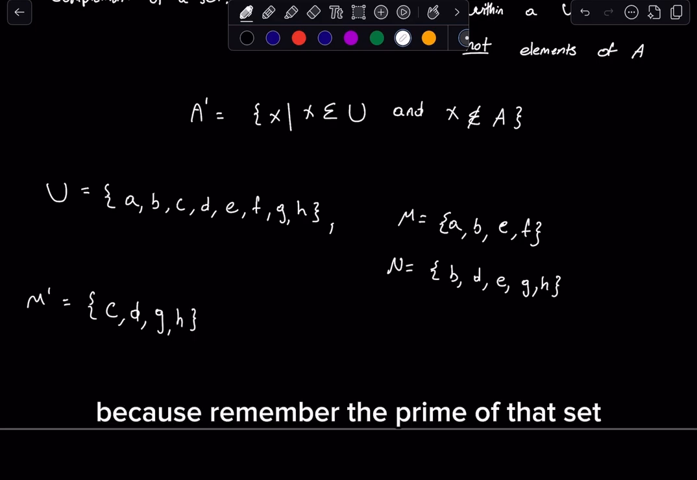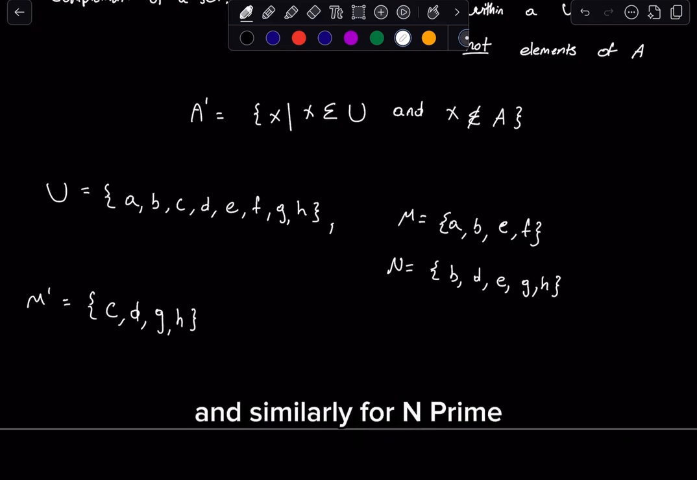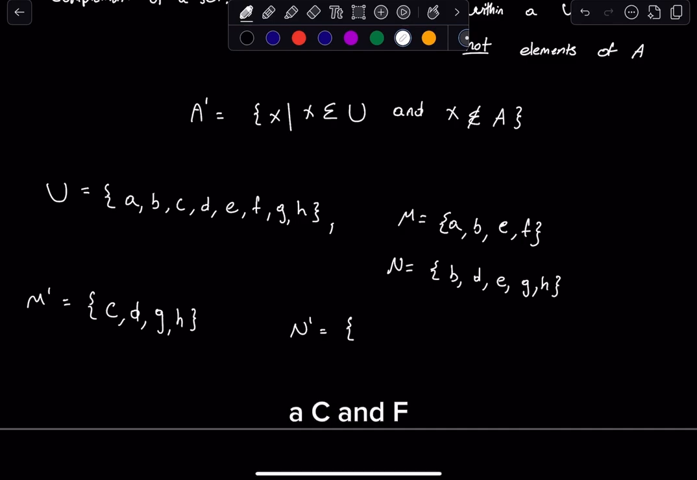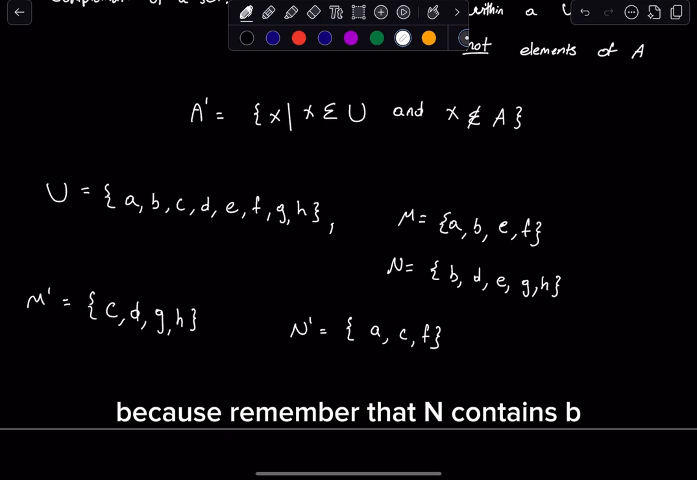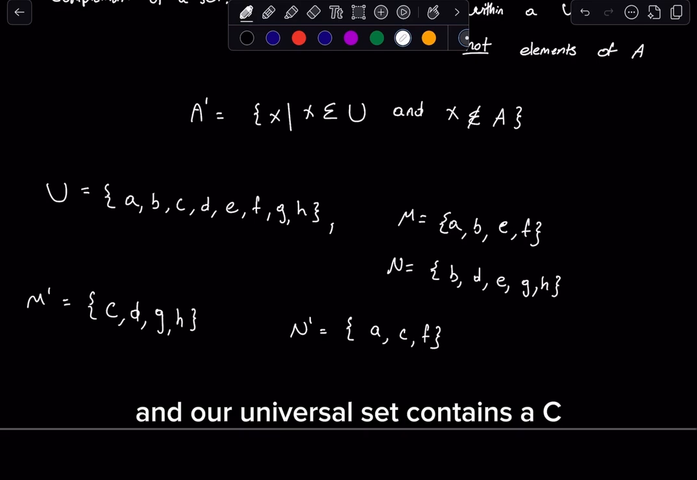Because remember, the prime of that set is anything within the universal set that is not a member of that set itself, right? And similarly for N prime, it's going to be A, C, and F. Because remember that N contains B, D, E, G, H, and our universal set contains A, C, and F, which are not in N, so N prime would be ACF.